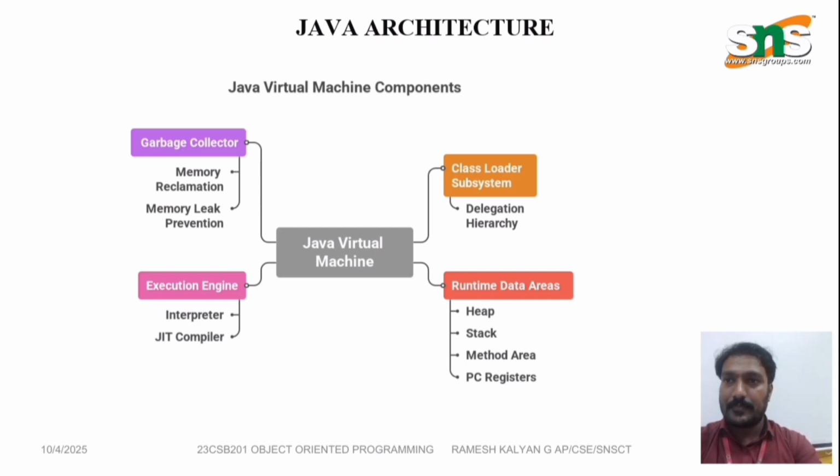The next one is the garbage collector. This mainly deals with memory reclamation, that is the memory allocation process, and memory leak prevention. The main function of garbage collection is that the unused data or unused bytes are transferred to it. That is known as the garbage collector. And finally the execution engine, also called an interpreter or a JIT compiler. This is mainly used for the execution process.